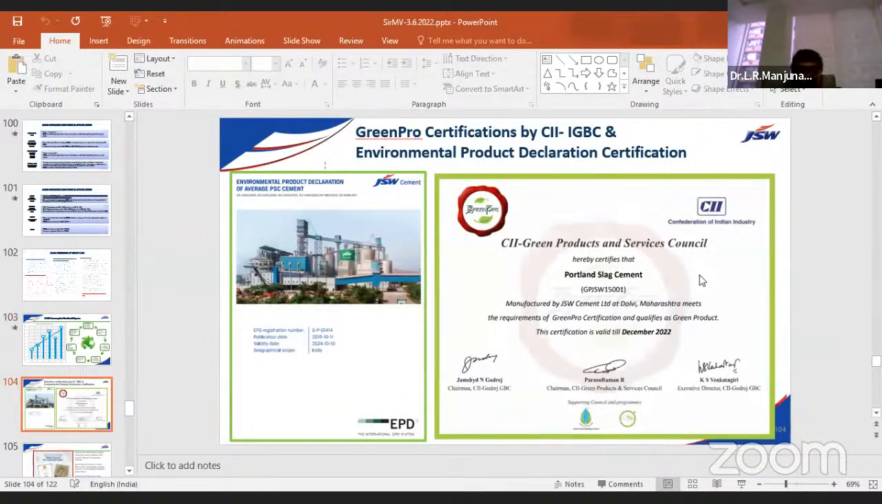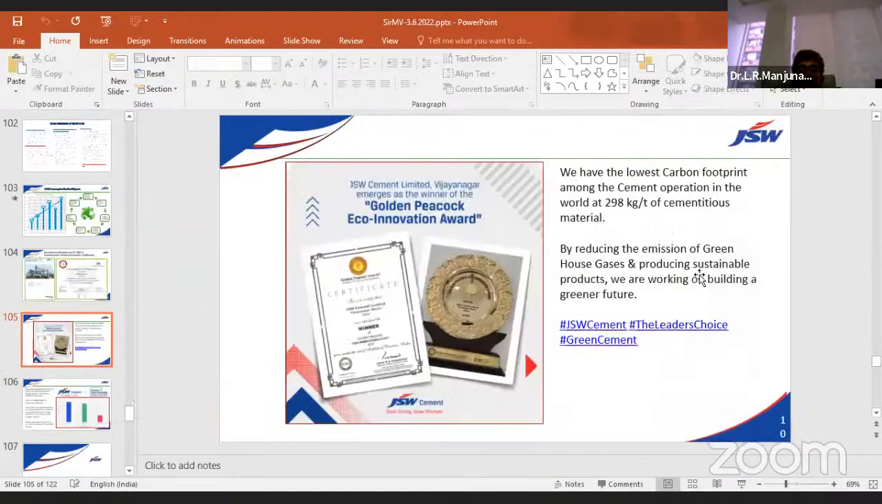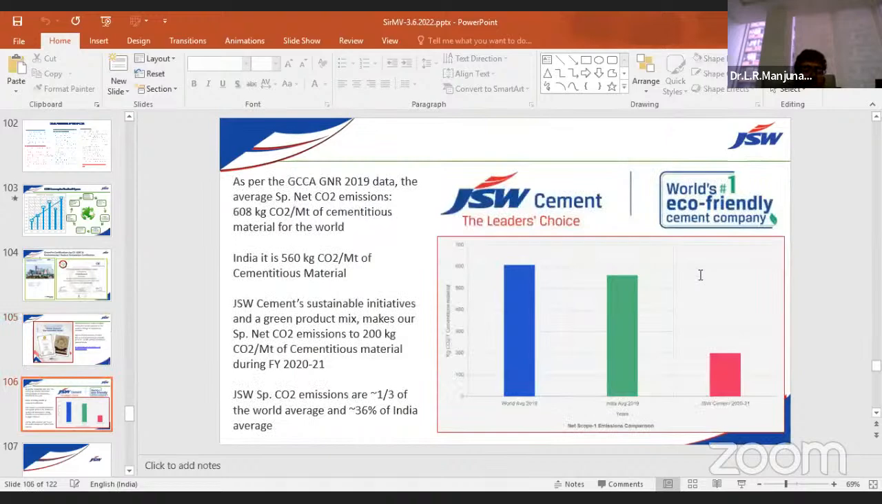The product has IGBC Green Certification. It has won many awards. The Golden Peacock Eco Innovation Award JSW is able to get. So with all that, what has happened? JSW has become the most eco-friendly cement company in the world. Our carbon footprint is less than 215 kg for every ton of cementitious materials, compared to the world average of 600 and Indian average of 580 kg per ton. So ours is very, very low.